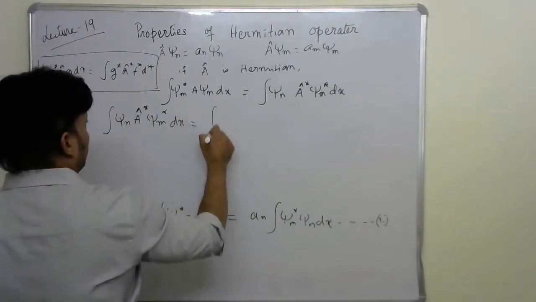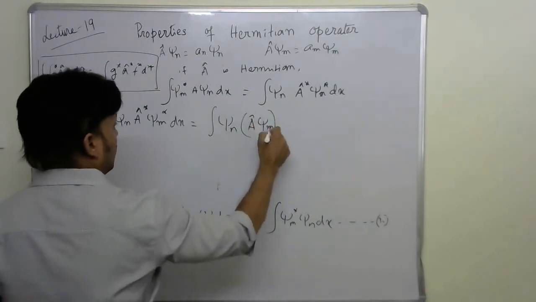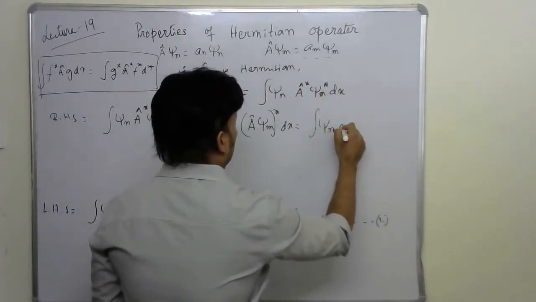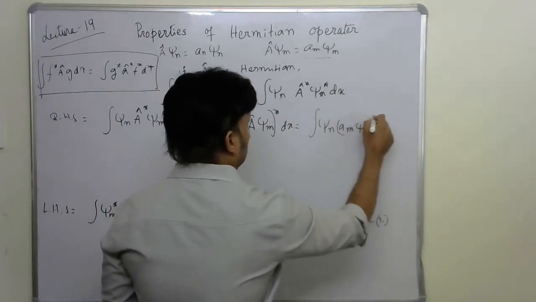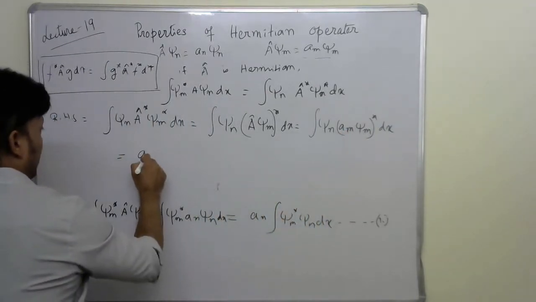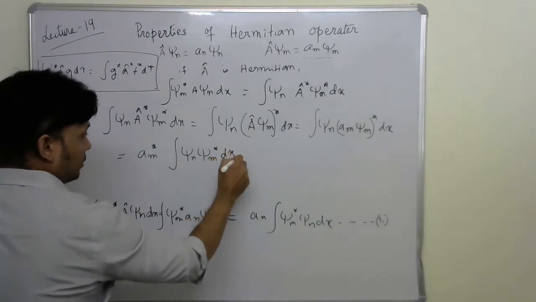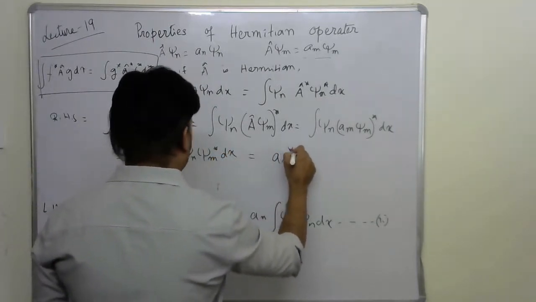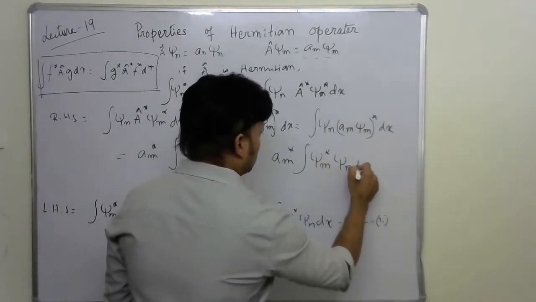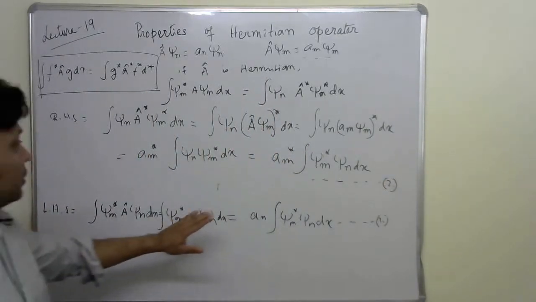Now I can write further exactly like this. This is psi n, A psi m whole star dx, and now A psi m is equal to A m psi m, so I can write psi n A m psi m whole star dx. Here we can further take A m star out of the integral of psi n psi m star dx. Or we can rearrange this a little and write A m star times the integral of psi m star psi n dx. This would be my equation number 2. So this is equation number 1 and this is equation number 2.